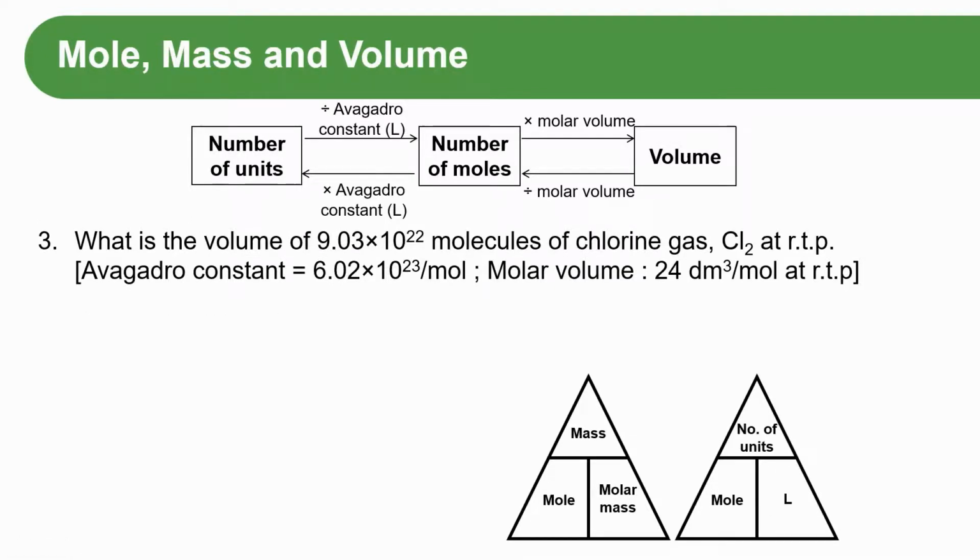For the last example, this might be a little bit more complicated because of the large number. In this example, we are given the number of molecules of chlorine gas, and from number of molecules, we need to find the volume. So remember, when we have a large number, we want to convert it to a smaller number. We divide by Avogadro's constant, which is 6.02 times 10 to the power 23. So you may pause the video for a while to try this example.